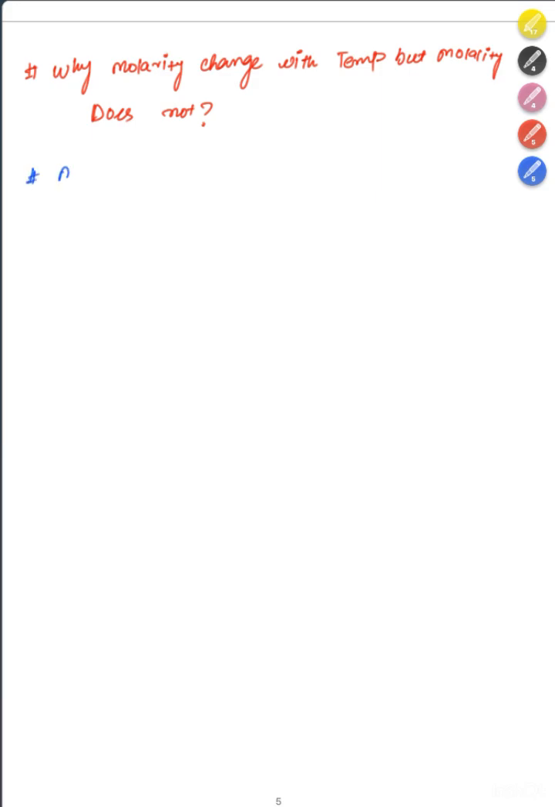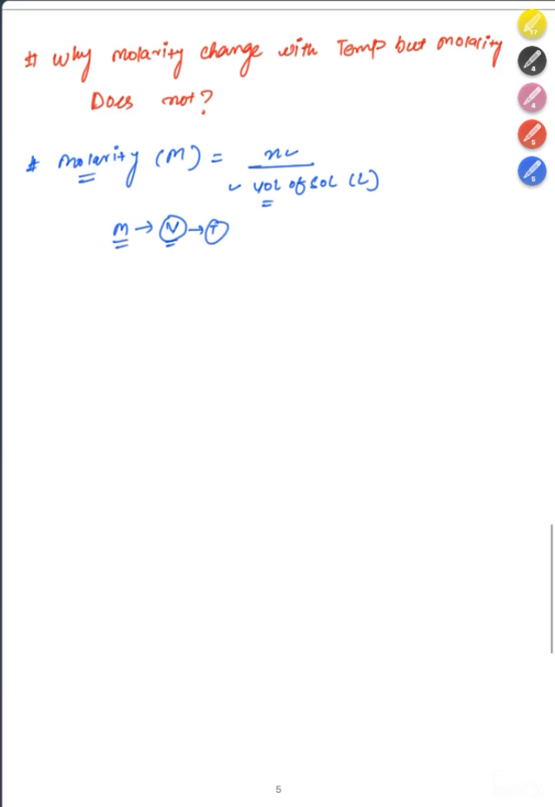This molarity is a concentration term, and we represent it with a capital M. It's always equal to the number of moles upon the volume of the solution in liters. As you can see, molarity M is equal to n divided by the volume of the solution in liters. So this means that molarity depends upon the volume. And whenever anything depends upon the volume, it means the volume itself is dependent on the temperature. So basically, molarity is dependent on the volume, and the volume itself is dependent on the temperature. So net, molarity is dependent on the temperature also.